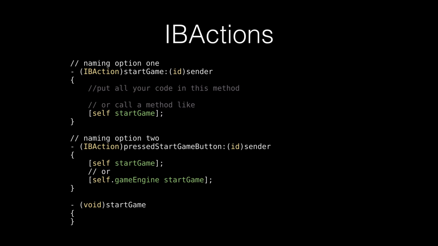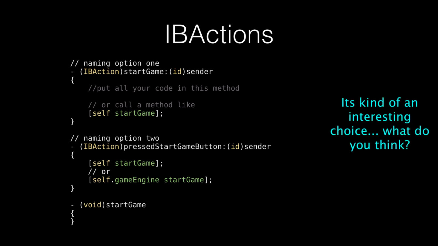However, the option on the top, I think, is more popular in code, and it doesn't really tie you to a certain control. If you have a menu item and a button that both call the same IBAction method, and remember, you can have multiple controls connected to the same IBAction method, in that case, the top version is best.